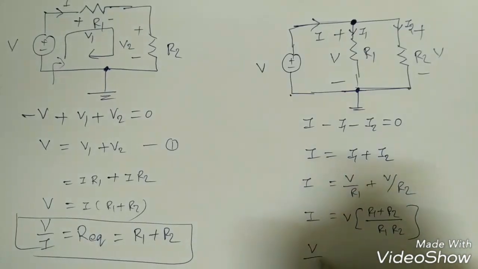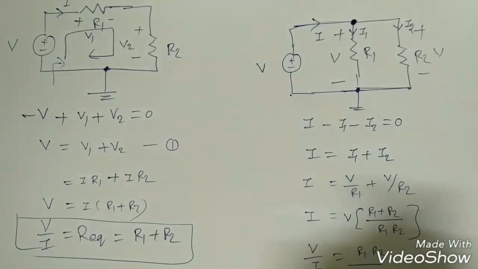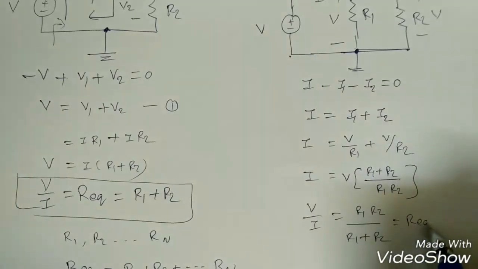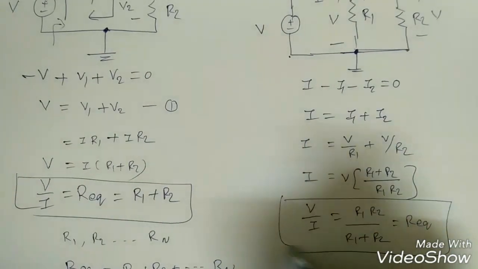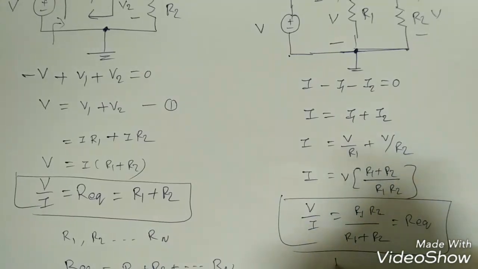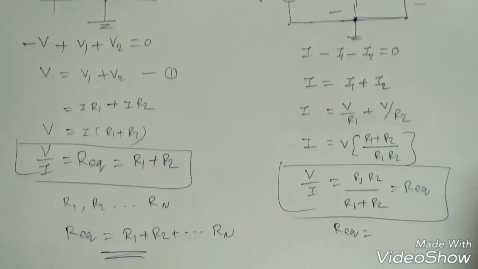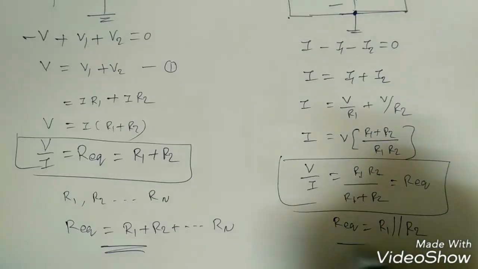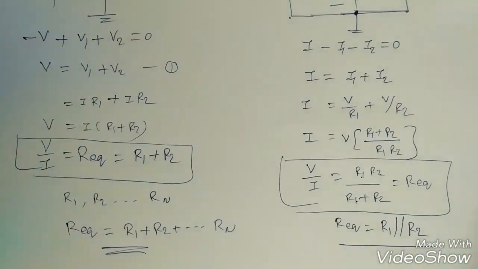Now what is V by I? V by I is, so V is here, so I is coming on this side and R1 R2 is going to that side, so R1 R2 by R1 plus R2 is the equivalent resistance, R equivalent. Whenever there are two resistances in parallel, it will be R1 R2 by R1 plus R2. So the notation we can write is R equivalent is equal to R1 parallel R2, right?